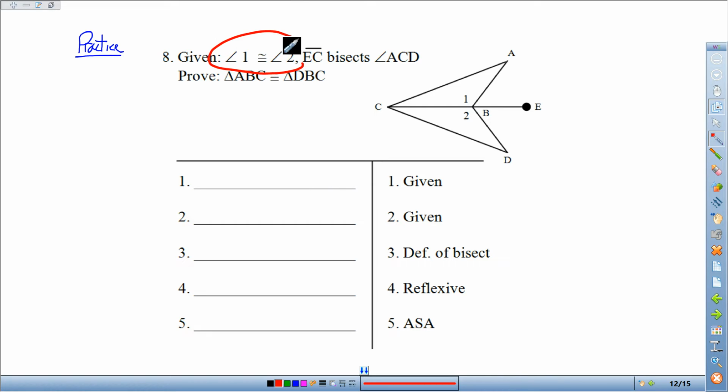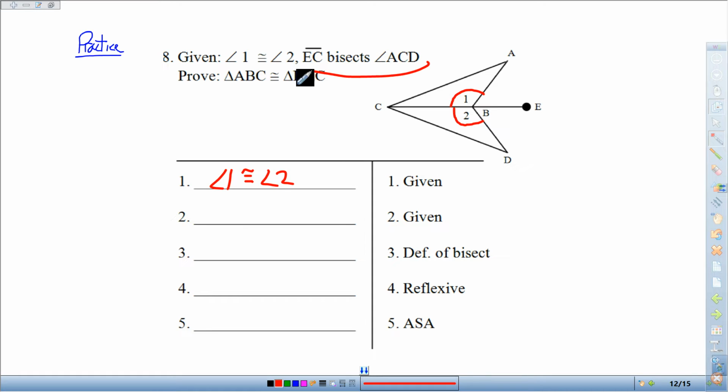All right, so we got angle 1 is congruent to angle 2. Okay, there's our first statement. All right, so why do we know that? It's given. This angle is congruent to this one. They're telling us that. All right, that's all we can do with that, right? There's nothing else we can do with that information.